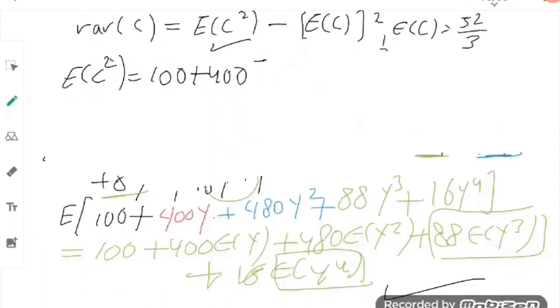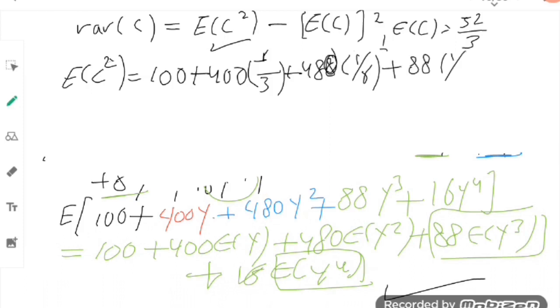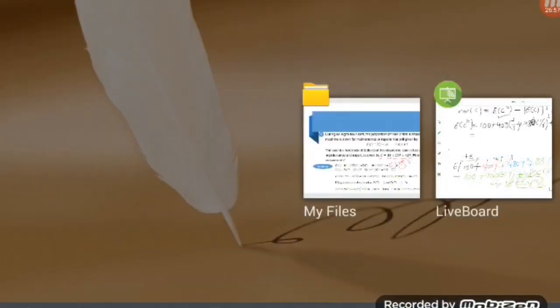So here we'll substitute the expected value of y with 1/3, and here we have 480 times the expected value of y to the power 2, which is 1/6, plus 88 times 1/10, the expected value of y to the power 3, plus 16 times the expected value of y to the power 4, which was 1/15. Well, what we need is to just simplify all these numbers to find the final answer.